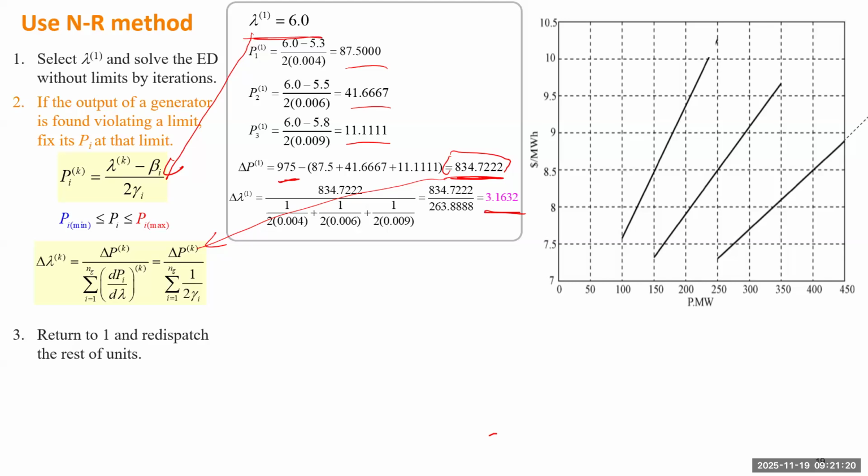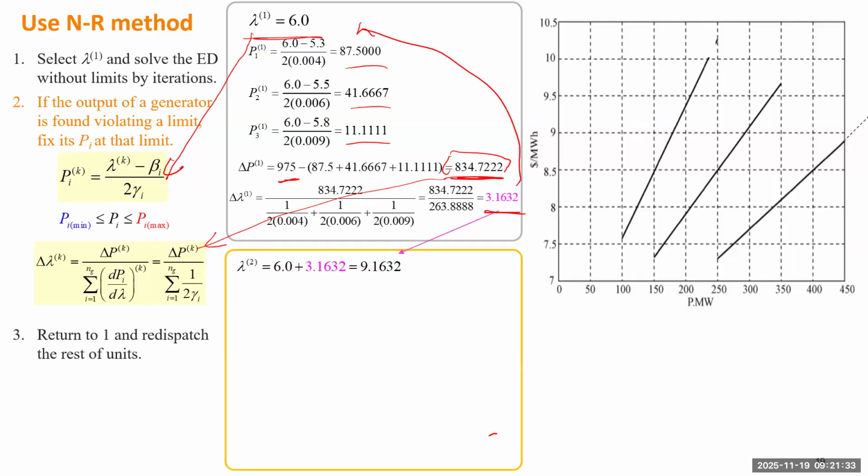If the generator limits are not considered, this step will solve the problem. Once you add this value to the initial lambda, that will be the final answer. But now we're not sure because we need to check the limit. So this tells you the lambda should be updated to 9.16, which means we need to move up that horizontal line until this yellow line. So this is lambda 2.